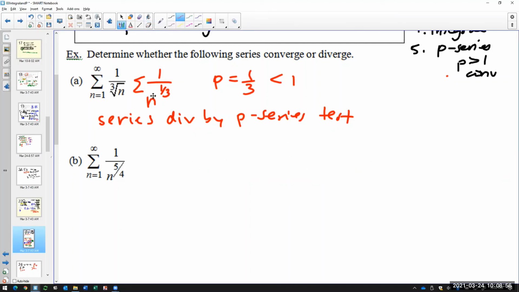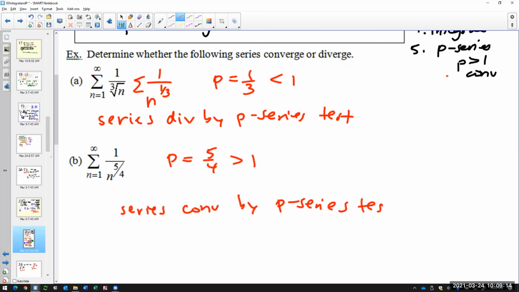You notice you could also do the integral test on this, right? The p-series is just a shortcut. Okay, so guys, look at this one. What would your p be here? Okay, 5/4. Do you see that's greater than 1? So you would say my series converges by p-series test. And what's the reason? This is the reason right here, because p is greater than 1. Do you see how easy that is?